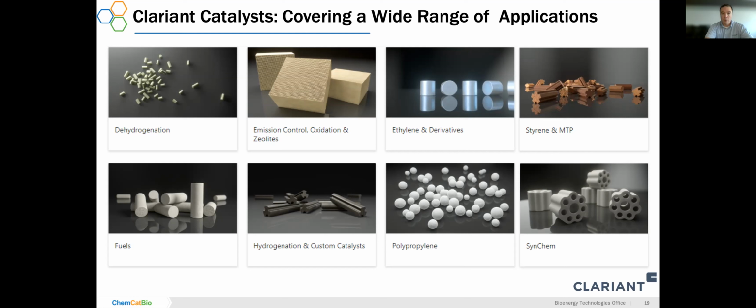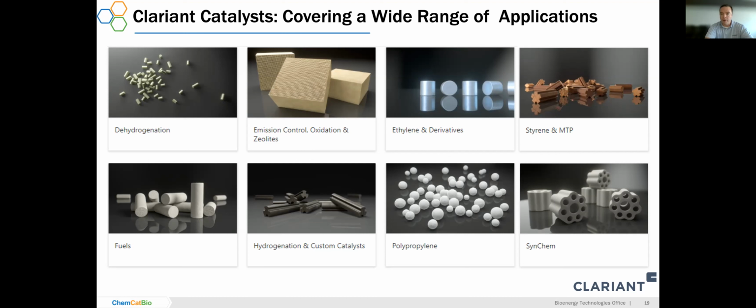But if we move one panel to the right, now if we look at this emission control, oxidation, and zeolite catalyst, this is a pretty complicated monolith, right? So now this is a totally different form factor than the dehydrogenation or fuels application. But the reason that we've engineered the catalyst this way is not because this is easier to make, it's because this is meeting the needs for the specific application. And then you can look at some of the other pictures.